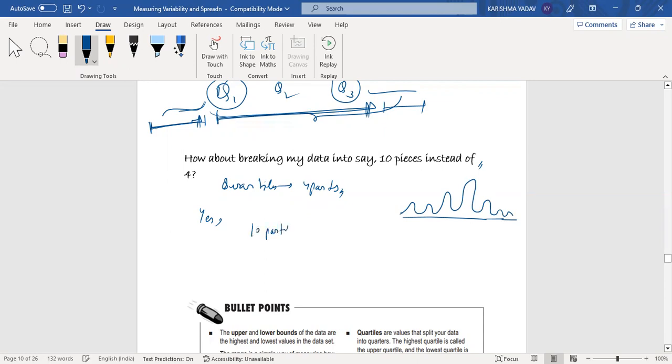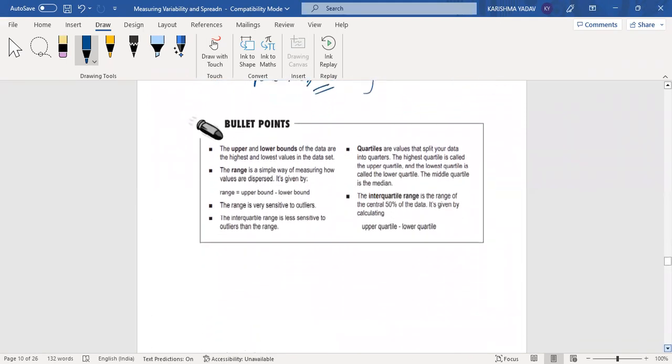If you split the data into 10 parts, these are called deciles. And if you split the data in terms of percentages, they are called percentiles. We are going to discuss deciles and percentiles in further lectures. But the point is that you can split the data into more parts: in quartiles we split the data into 4 parts, in deciles into 10 parts, and in percentiles according to the percentage: 10%, 20%, 30%, like this.